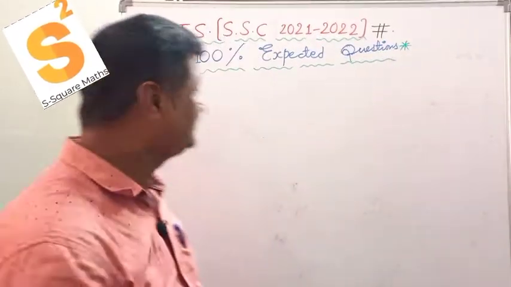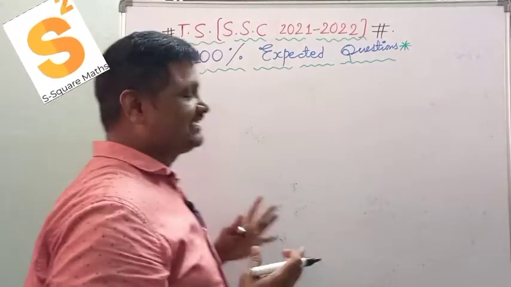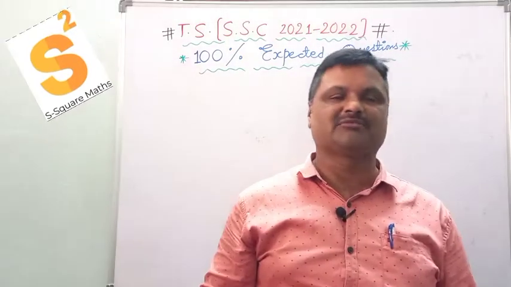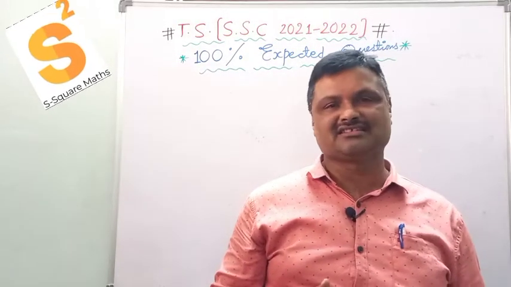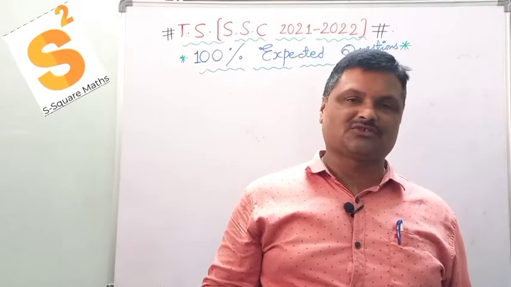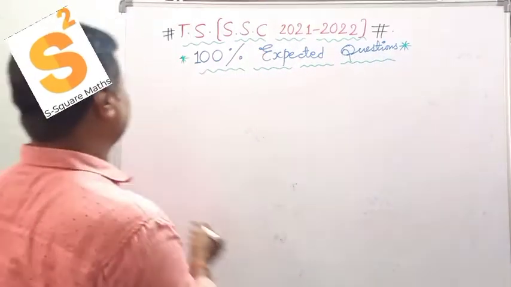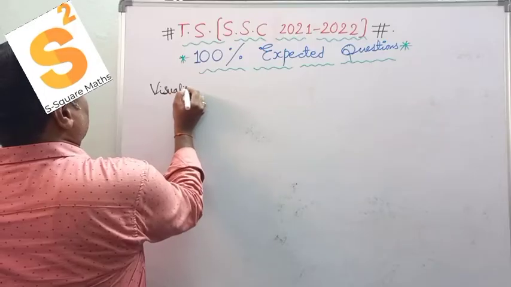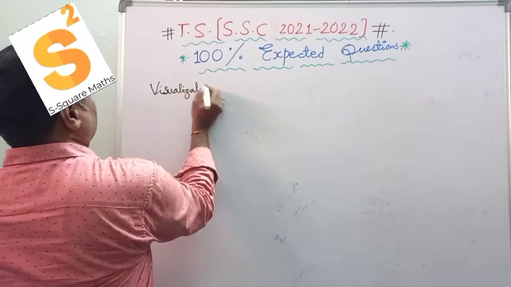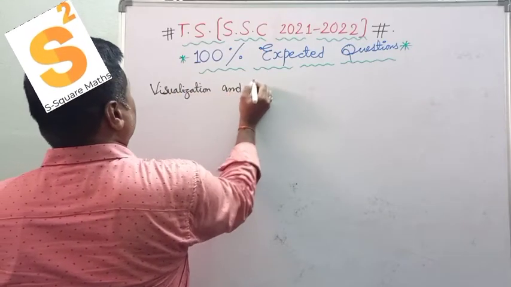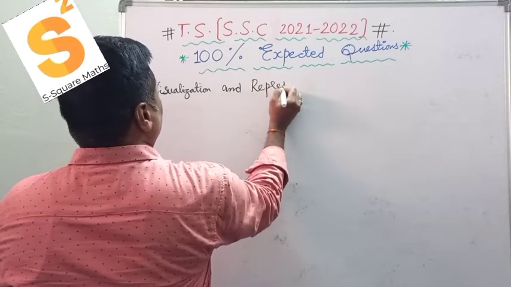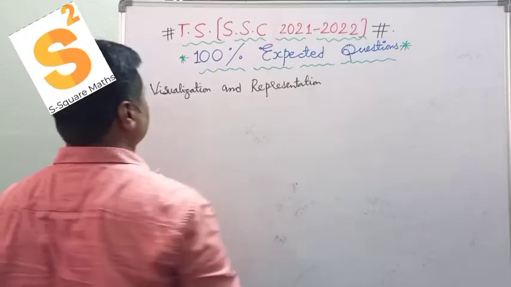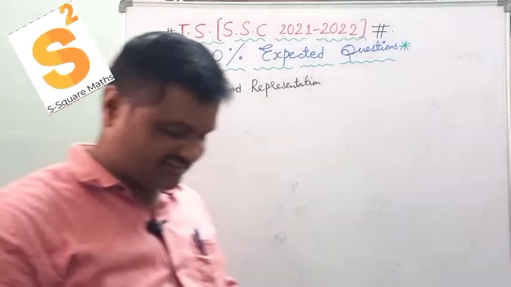What are the 100% expected questions, whether it is 2 marks or 4 marks or 8 marks, short answers, long answers, very short answer questions or MCQ? Here, visualization and representation is the category, one of the academic standards from the 5 academic standards.